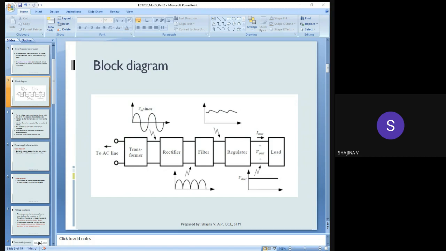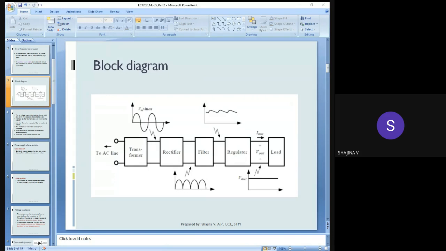So for that we have to know the load regulation factor, that is, the change in output voltage when the load current changes from minimum to maximum value. We are expressing it in percentage. Percentage load regulation is given by V no load minus V full load divided by V full load, into 100.